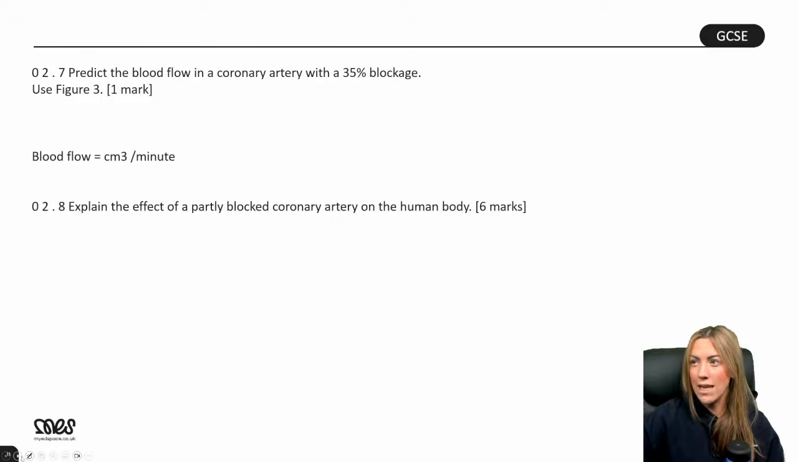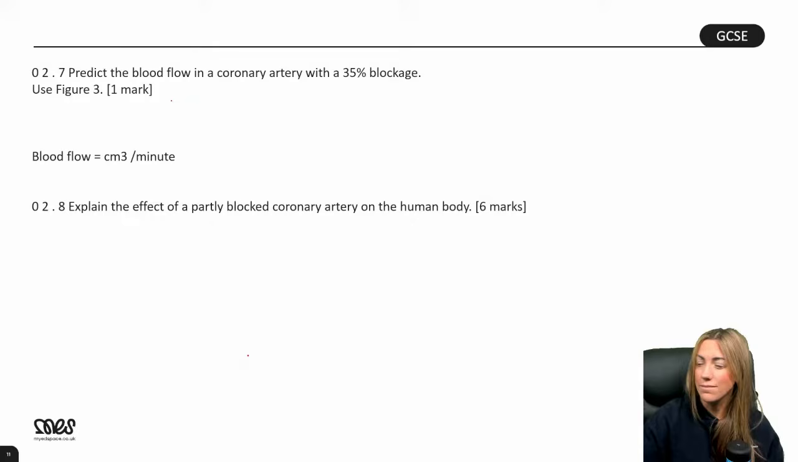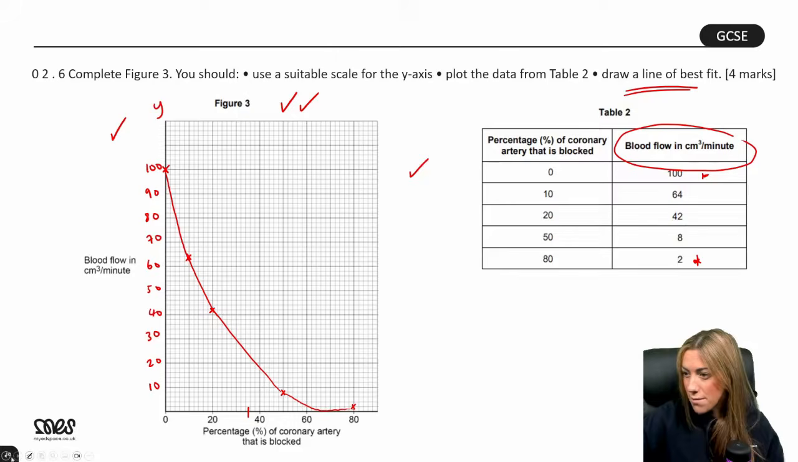Predict the blood flow in a coronary artery with 35% blockage. I'm going to have to go back. So 35% blockage is here. So I'm going to predict based on my graph, it's about 23. I would say, let me just check that again. Yeah, based on my graph. So I'd get my ruler out in the exam. I'd draw a line up and then I draw a line across. So I've got some nice construction lines and I'm going to say it's about 23.